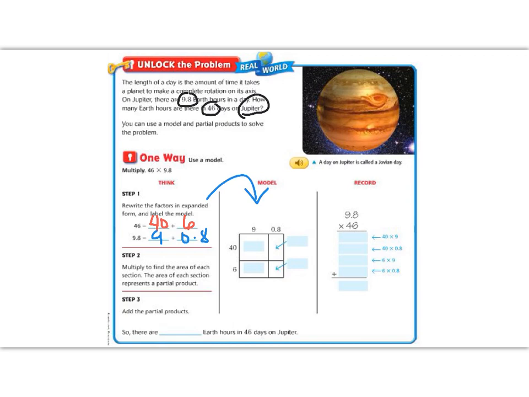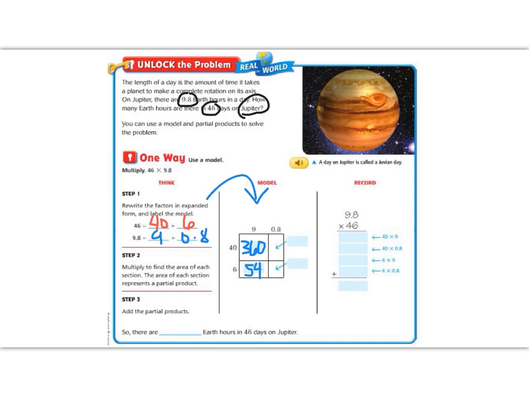Now, we're going to multiply each area of the model and then put all those numbers together. So let's go ahead and start with our biggest square. We have 9 times 40. Well, 9 times 4 is 36. And then we add the 0 because it's a 40, so we get 360. 9 times 6, I'm going in the next box underneath, is 54.